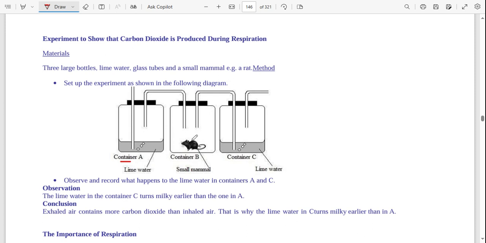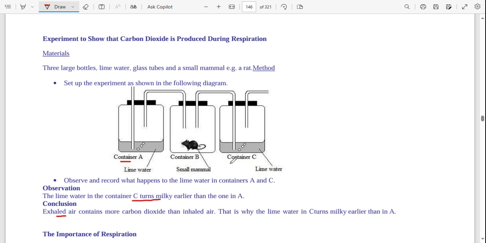So because this rat is actually breathing, the rat is producing carbon dioxide. And what you see is that the lime water in container C will turn milky earlier than the lime water in container A. Okay. And why is that? Exhaled air contains more carbon dioxide than inhaled air. That is why the lime water in C turns milky earlier than in A.